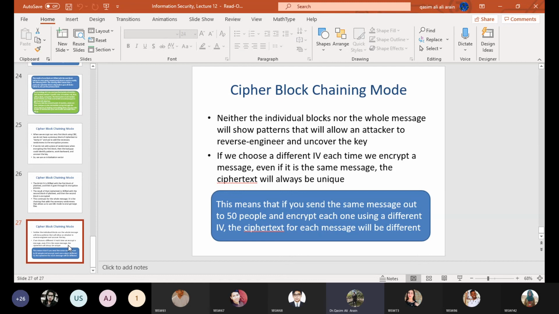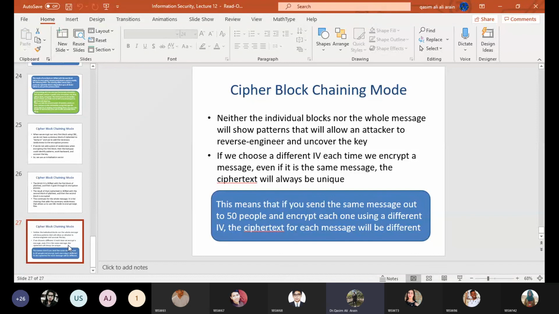So if we choose a different IV each time we encrypt a message, even if it is the same message, the ciphertext will always be unique. I mean, every time we use a different IV value, it would definitely create a different ciphertext, which is a big advantage of this particular mode, right? So if you send the same message out to 50 people and encrypt each one using a different IV, the ciphertext for each message will be different, right?